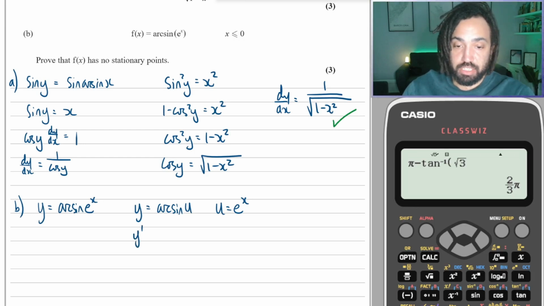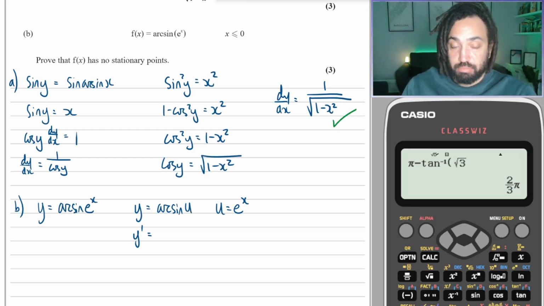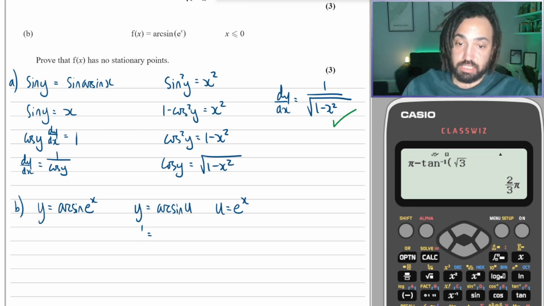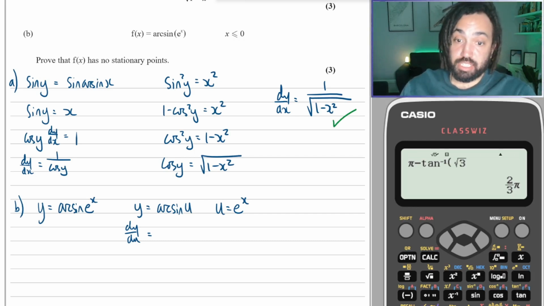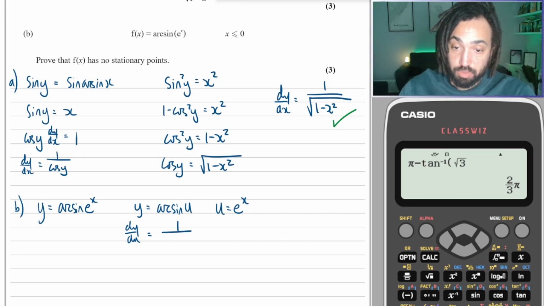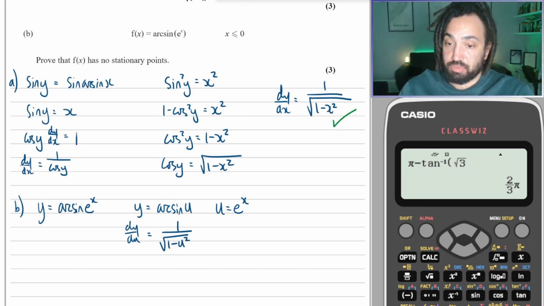And then we differentiate y with respect to u. In fact, let's just write that so it's nice and clear to show everyone what we're doing. We do dy by du. So we already know what this is because we've already differentiated arc sine. You get 1 over the square root of 1 minus the variable squared. And then let's differentiate this with respect to x, so du by dx, and we just get e to the x, of course.